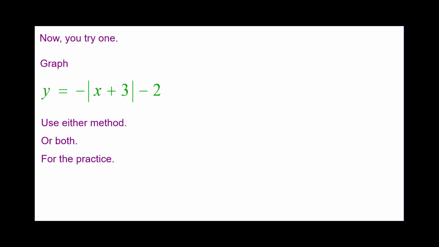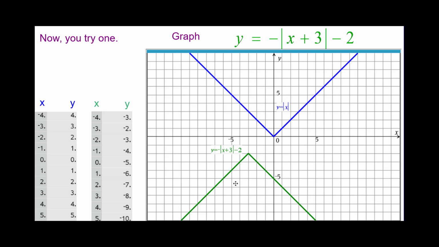Now you try one. Graph y equals the opposite of the quantity, absolute value of x plus 3, minus 2. Use either method or both for the practice. Press pause to do this and then resume when you're finished to check your answer. And here is that answer in green. We also have the table for both the parent and the new function.